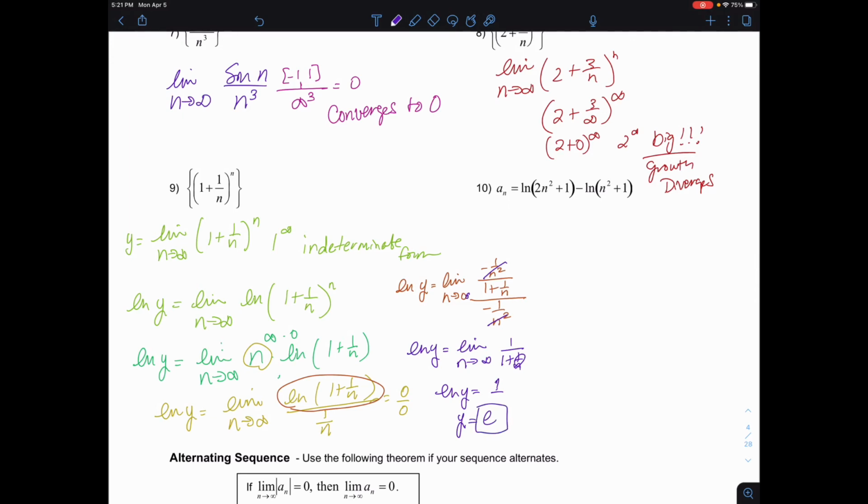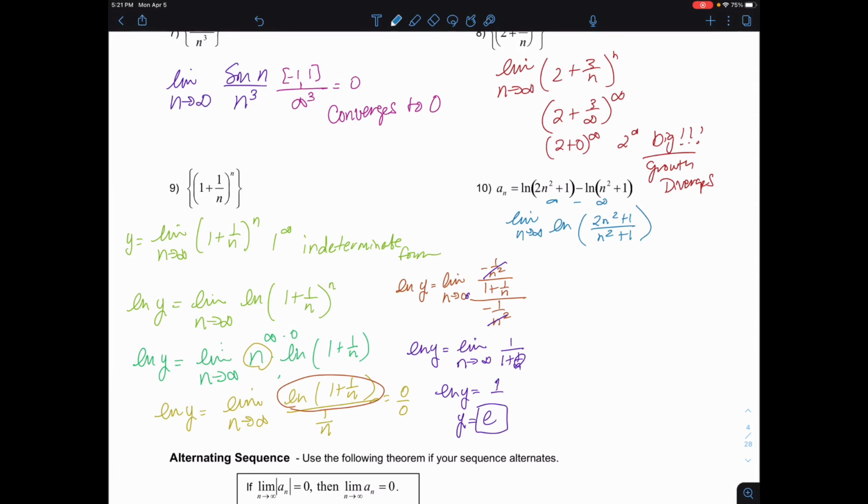Let's do the last one in this section. The limit as n goes to infinity. So let's do the limit as n goes to infinity. If I plug in infinity here, I have infinity minus infinity. So I'm going to use my log rules and divide those. So I'm going to have 2n squared plus 1 over n squared plus 1.